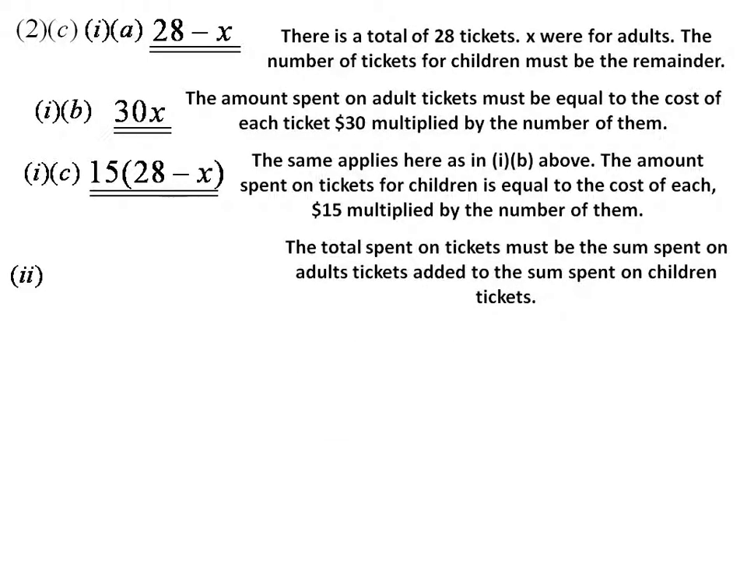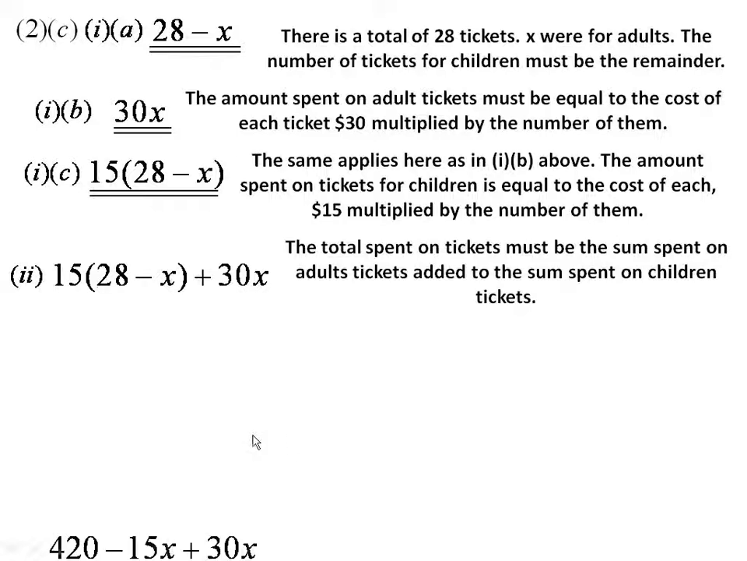The total spent on tickets must be the sum spent on adults' tickets added to the sum spent on children tickets. The total will be the amount spent on adults' tickets and add that to the amount spent on children. There we have it. And we are required to simplify that expression.